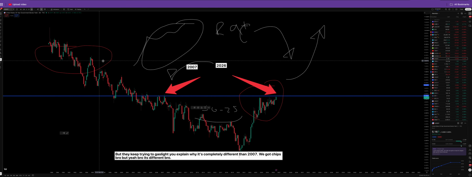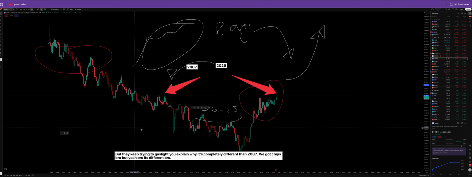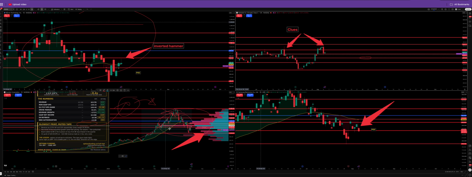Here on the US 30 bonds, really not much going on. Same thing here. We talked about this in the other video. And again, I think we're in the AI market where they keep trying to gaslight you to explain why this is different from 2007 because we have chips. Well, I don't know, man. We just went over chips, and this isn't really bullshit at all. But they're going to try to convince you that this is different this time. Don't believe them. Don't buy it.